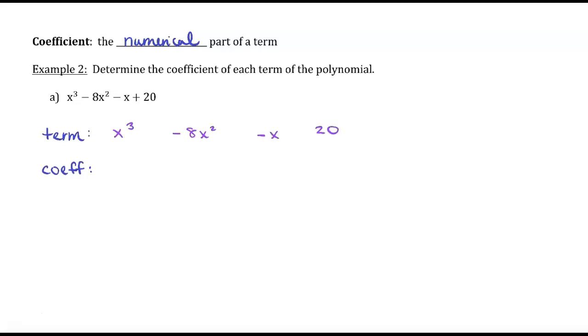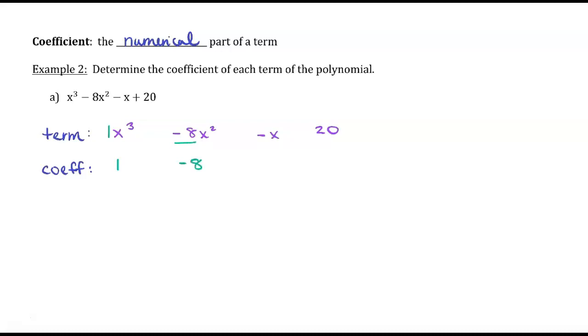It's really important that the sign in front of the term stays with the term. The term x cubed does not have a number written out in front, but we know that this is really 1 times x cubed. So the coefficient of this term is 1. Looking at negative x squared, the numerical part of this term is the negative 8. So the coefficient is negative 8.